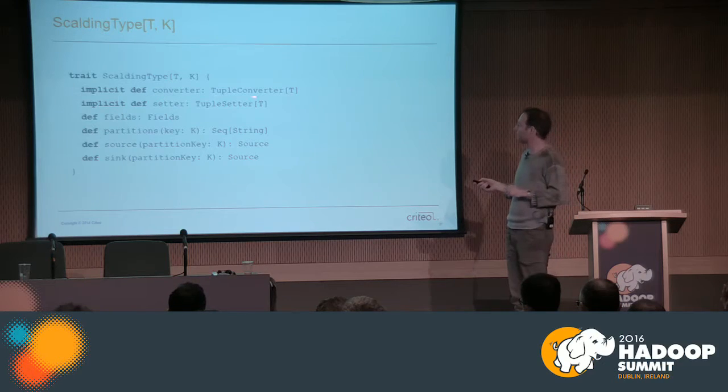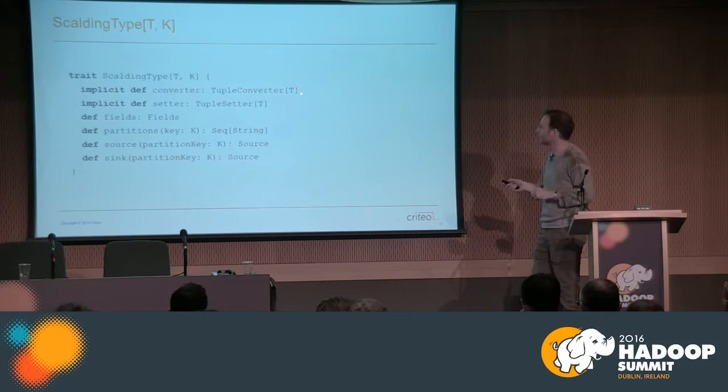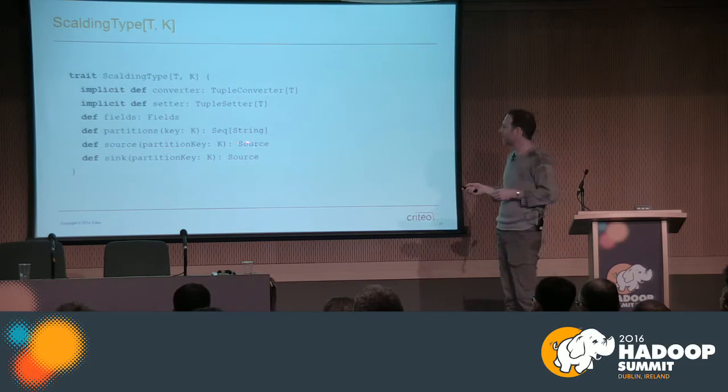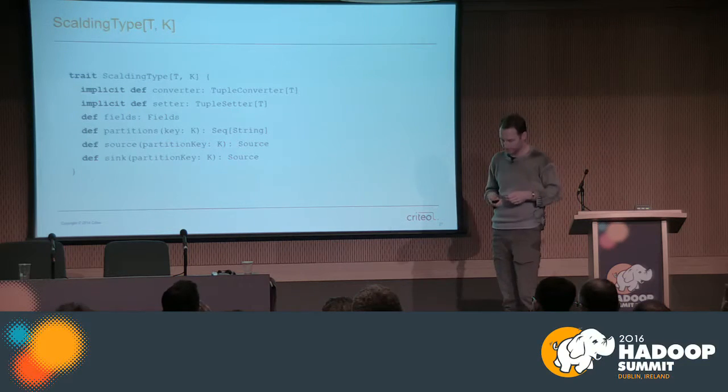But you can see here that we're going to declare a tuple converter of a given type, and a tuple setter of the same type. We have to have this fields thing, which is just an internal Cascading business. Then we have our partitions that we're going to declare for a given partition key. We're going to be able to give a sequence of folders. And then for that same partition key, we're going to be able to have sources and sinks.